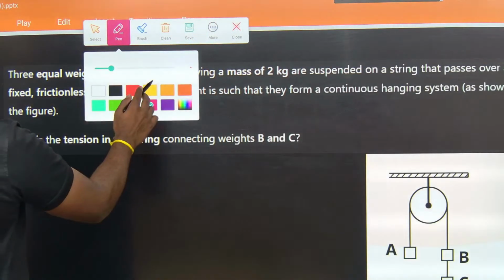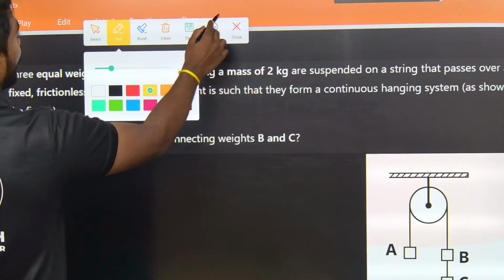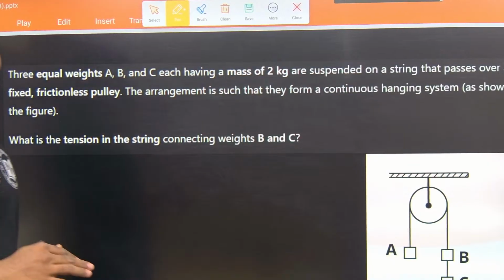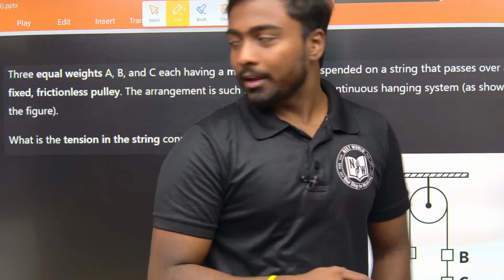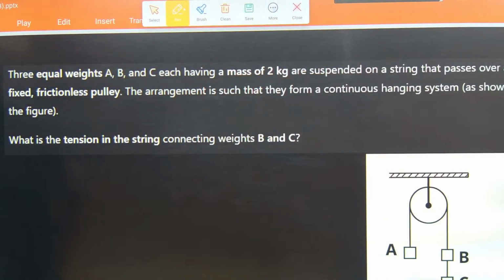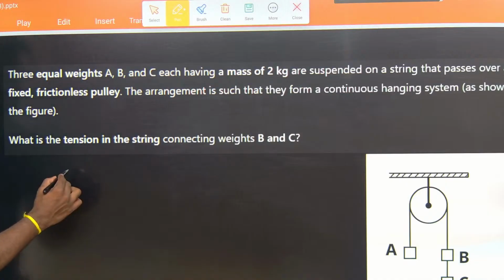Yesterday I said to do this question as homework. I don't know how many of you have done it. Whoever has done it, we'll check the answer and cross verify it. Now the free body diagram for A.